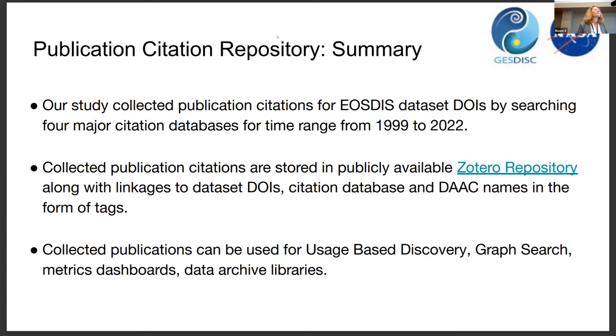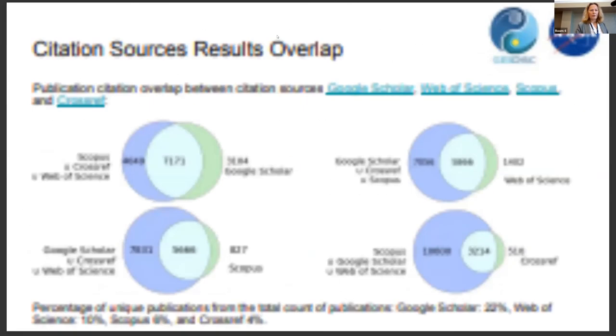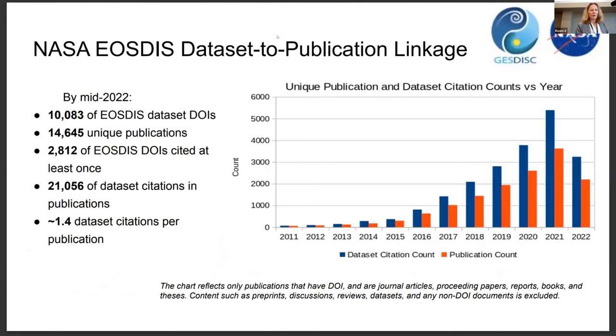You have 21,000, you manually curated 21,000 publications and mapped them to the DOIs. Is that correct? Okay, so the number of publications is 14,000. Oh, 14,000 unique publications. That's really nice. I think it's a really good benchmark data set for further applications. Thanks.